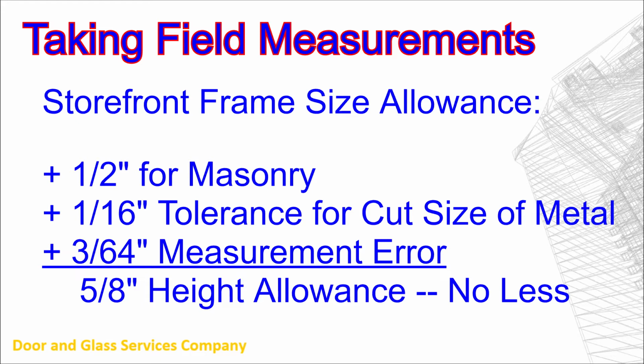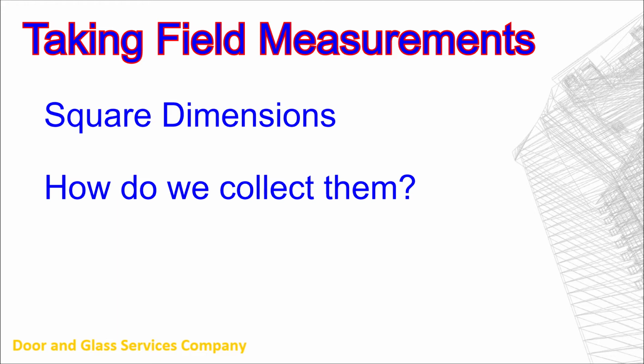Probabilities that the metal is going to be cut too large and that the measurement's going to be too small. And we end up with a compounding of errors that creates a situation where the work doesn't fit as it was intended. We're trying to manage the probabilities of occurrence, and we set an allowance based on an expected probability of success. You might watch the construction tolerances video if you haven't already. When we collect square dimensions, we address the potential for errors in the way that we collect our dimensions.